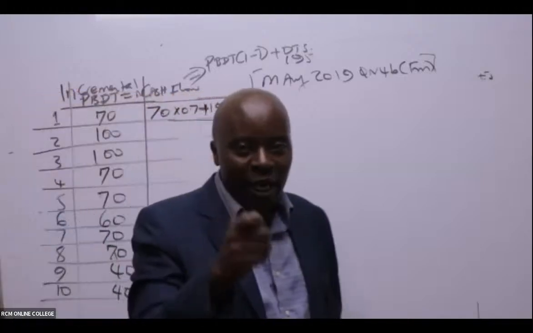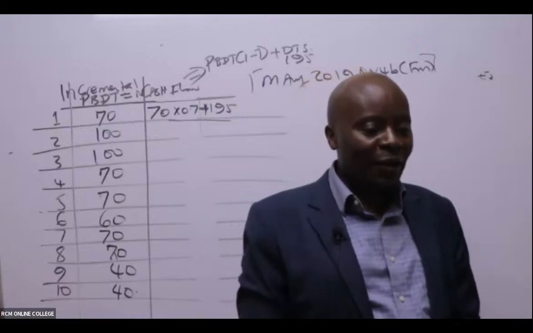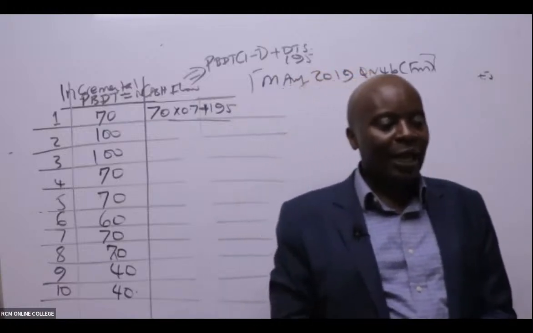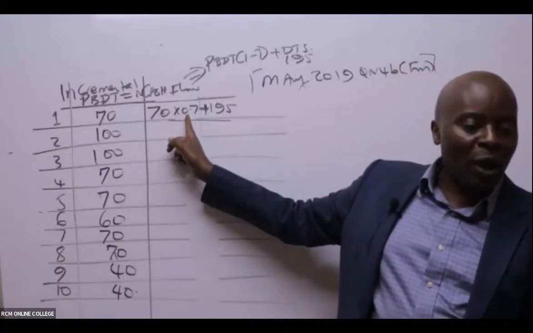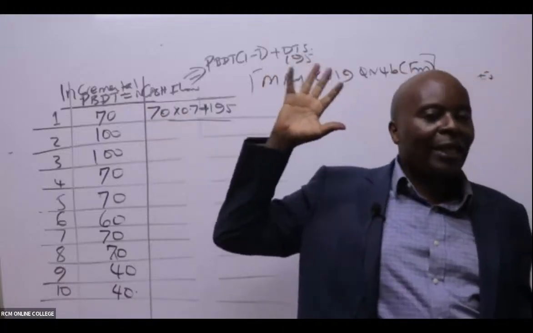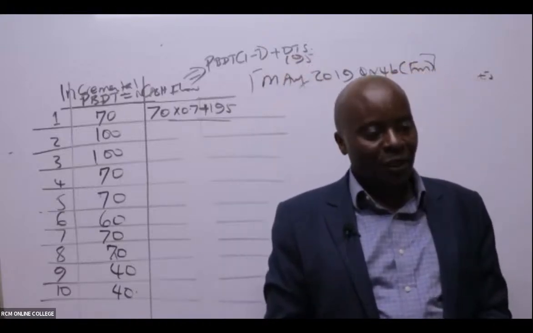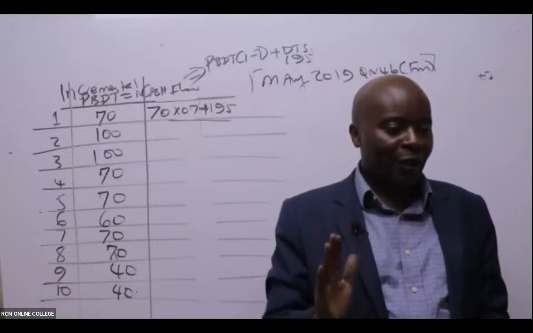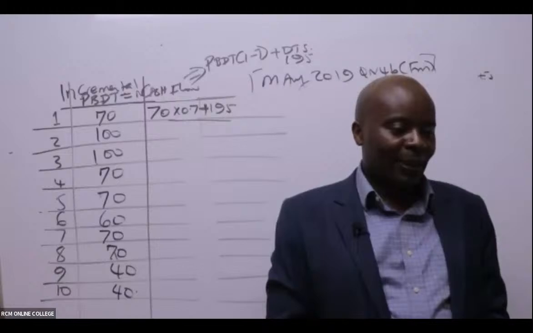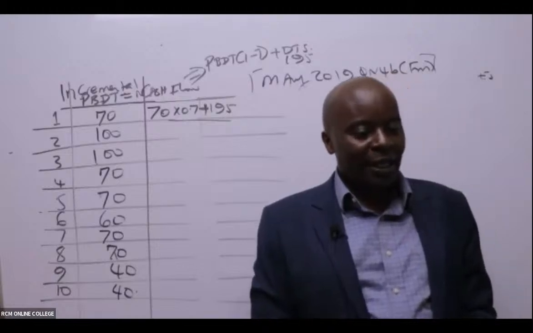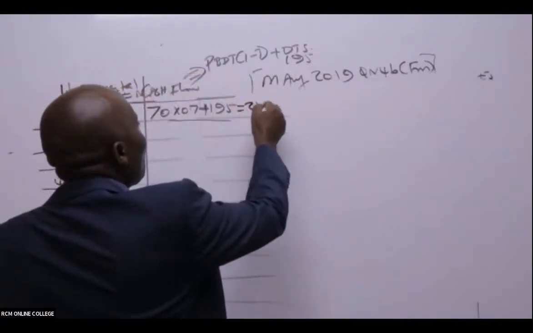I'm so sure that you guys haven't yet seen that 195. And if you have seen it, then you haven't seen this 0.7. Remember, this 0.7 is 1 minus tax, and tax is 0.3. So it equals 70 times 0.7 plus 195, which gives me a figure of 244.